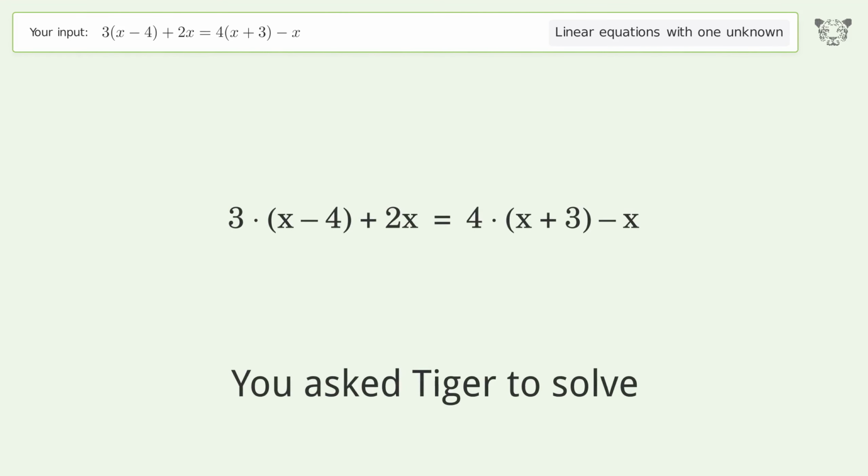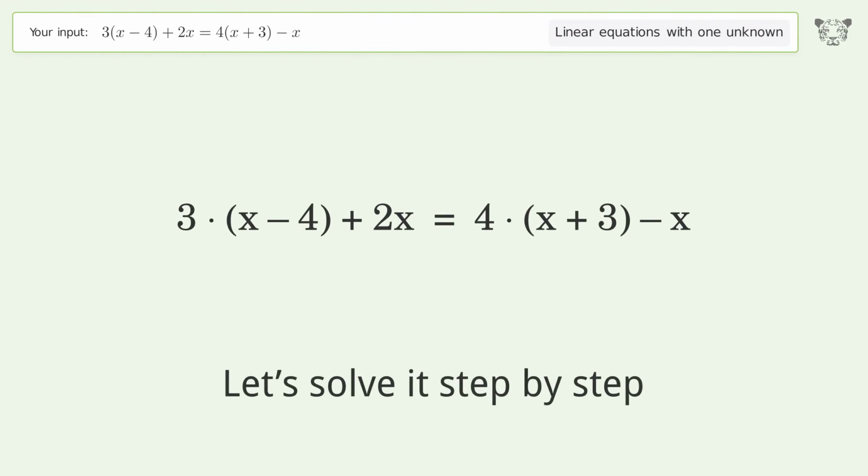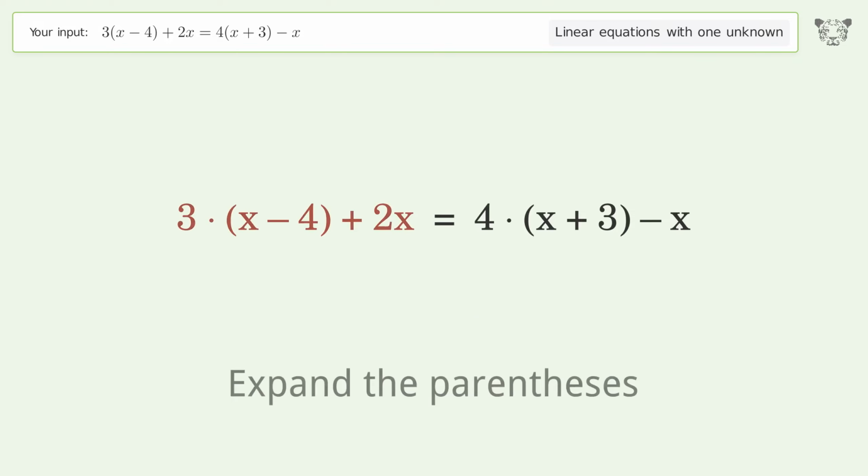You ask Tiger to solve. This deals with linear equations with one unknown. The final result is x equals 12. Let's solve it step by step. Simplify the expression. Expand the parentheses.